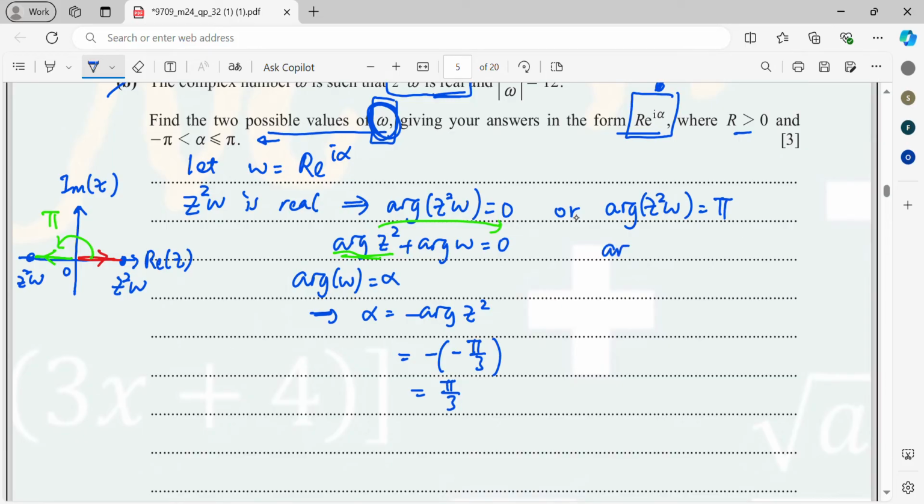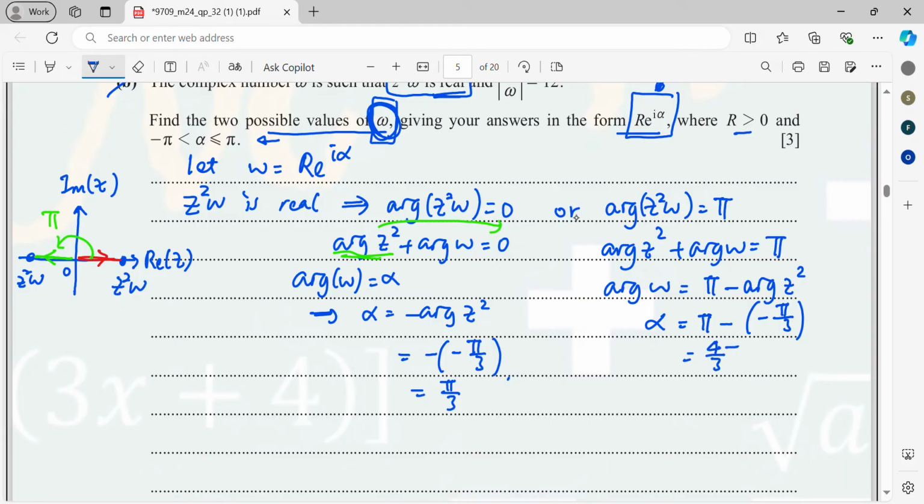So from here, again, use the same method. Argument z squared plus argument w, or argument omega, equals pi. So now, argument omega equals pi minus argument z squared. Okay, so it will be alpha equals pi minus argument z squared, from the previous part, negative pi over 3. Then pi minus minus is plus. So pi plus pi over 3, that is 4 over 3 pi. Now again, our alpha maximum is pi by referring to this interval.